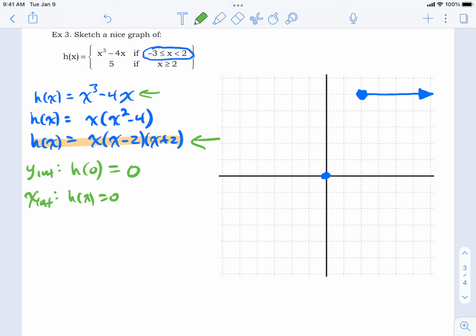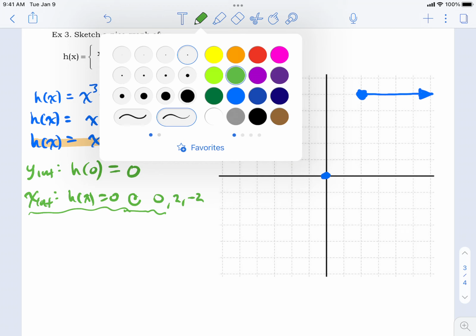We have x-intercepts at, well, if x is 0, that makes the whole thing 0. If x is 2, it makes the whole thing 0. If x is negative 2, it makes the whole thing 0. So when you have factored form, it's a lot easier to find your intercepts. And knowing your intercepts is like huge, right? It really helps you get your graph going. So x-intercepts at 0, okay, we got that point plotted already.